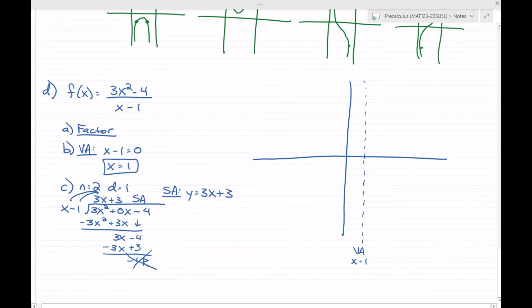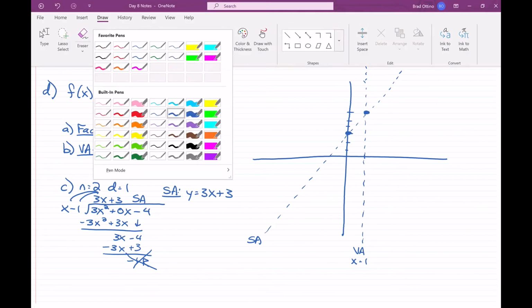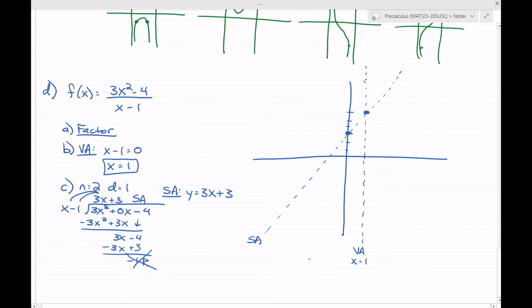So let's draw that. We're going to go up 3, and then over 1. And that's going to give us what's called a slant asymptote. Now, it's just like any other asymptote. The graph's going to get close there. So let's finish this up by finding points to the left and right of our vertical asymptote. We could use 0 and we could use 2. Let's plug them in and see what they come out as.